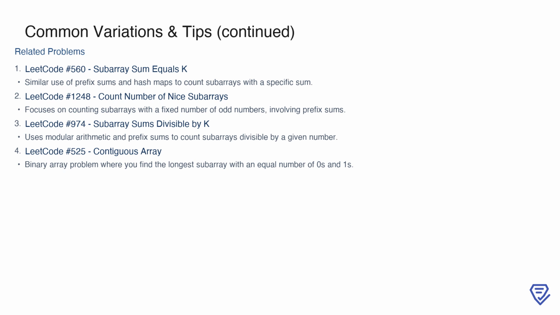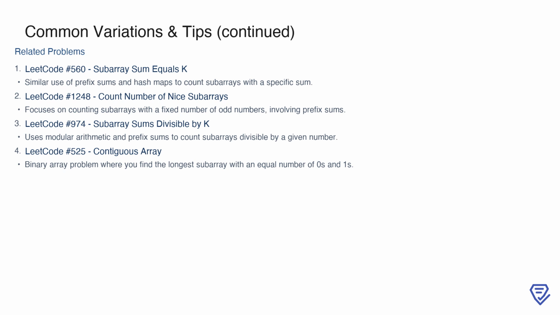Another related problem is LeetCode number 974, subarray sums divisible by k, where modular arithmetic is added into the mix to count subarrays divisible by a given number. Finally, LeetCode number 525, contiguous array, tackles a binary array problem where you look for the longest subarray with an equal number of zeros and ones.